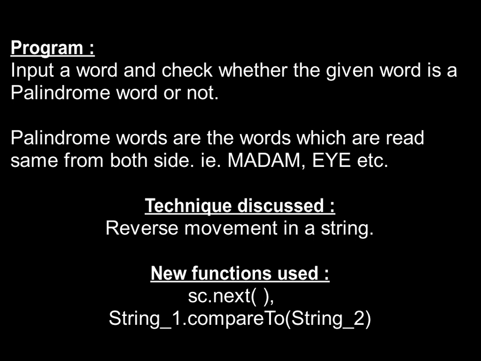how we can move in reverse from right to left side of the string. And two new functions apart from the last two videos we will be using today: sc.next, meaning the scanner name dot next, which is used for taking input as a word, not a sentence, and a string function called compareTo. This function is used to compare two strings, because in a string we cannot use the double equal to sign. So this is all. Let us start with the program.